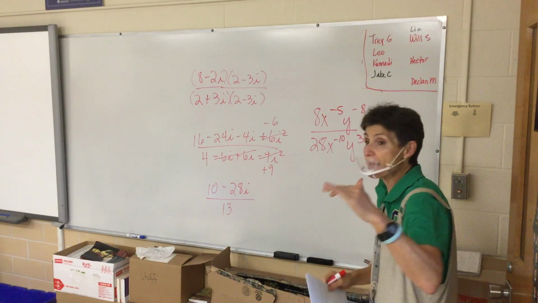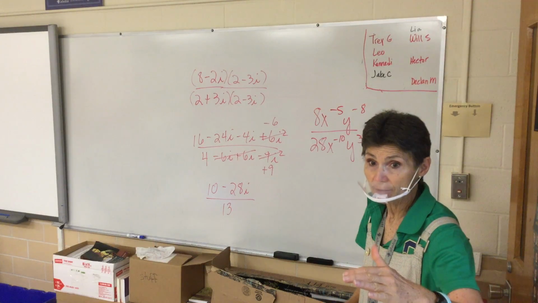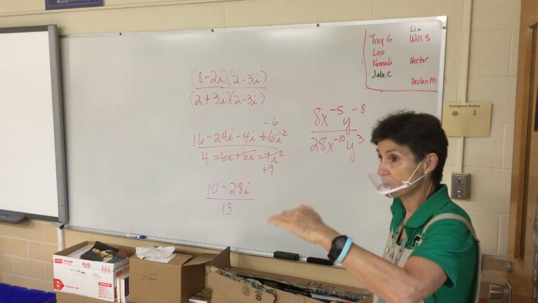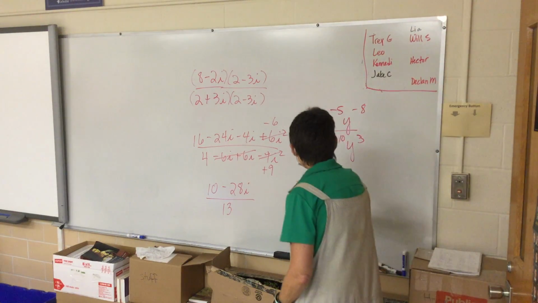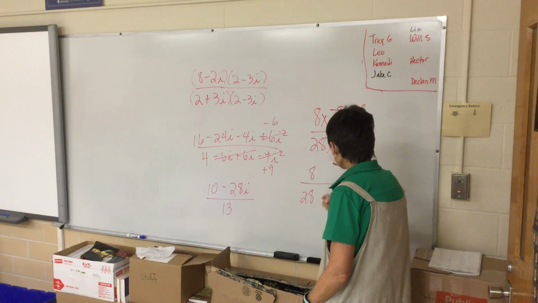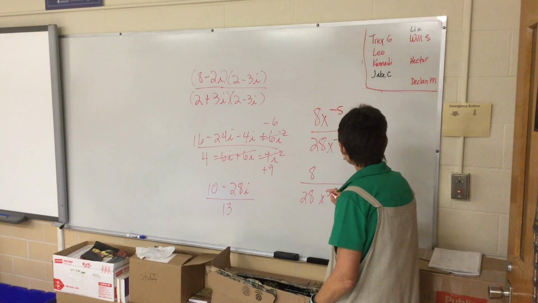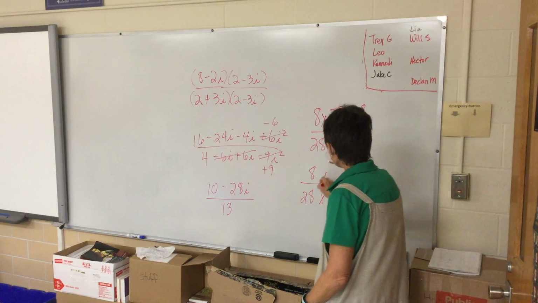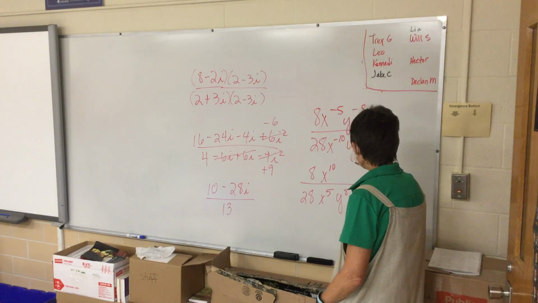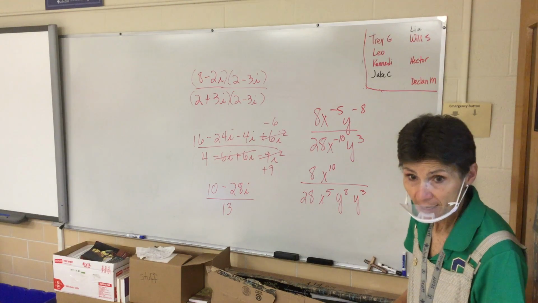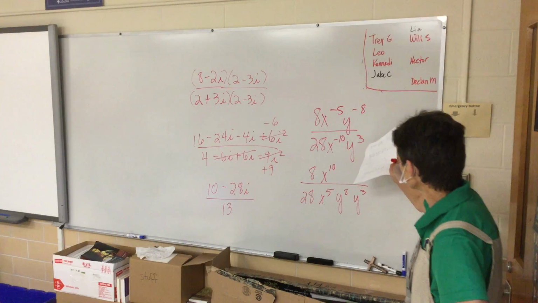Okay, so anything with a negative needs to go to the different place, right? So if it's on the top, it goes to the bottom and vice versa. So I can start that way. So I have my 8 and my 28. X to the 5th is going to come down. Y to the 8th is going to come down. X to the 10th is going to go up. And Y to the 3rd stays down. Right? Y to the 3rd doesn't move.